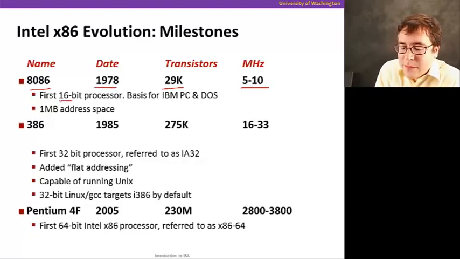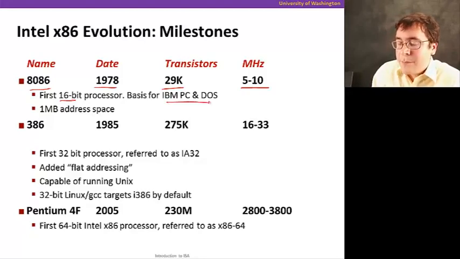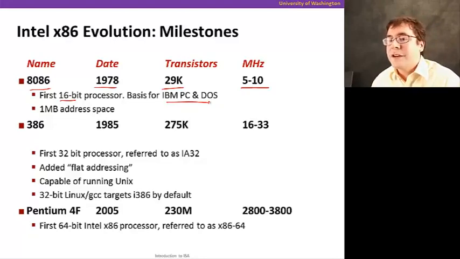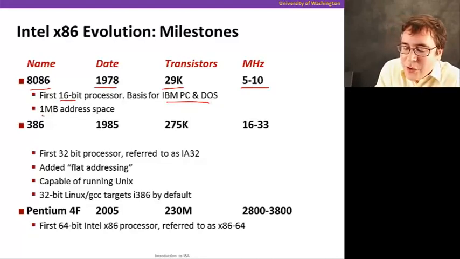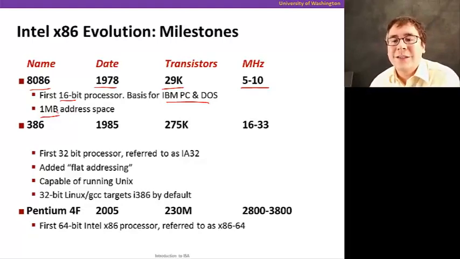At that time it was the first 16-bit processor. That means that the word size was 16 bits or 2 bytes, and it was the basis for the IBM PC and DOS that really popularized personal computing. That's a very, very important processor. And the total address space, the maximum memory you could address, was 1 megabyte. Can you imagine that? It can't even hold a photograph.